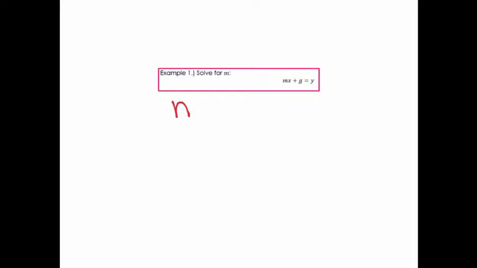I'm going to rewrite this formula so it's easier to see. I'm also going to go ahead and annotate which variable I'm trying to solve for. So in this case, I'm solving for m. So I'm going to make sure that I do something on my paper to show myself that this is the variable that I'm trying to get by itself.